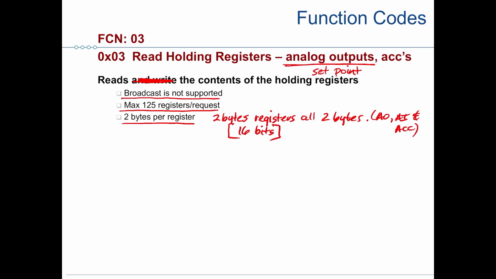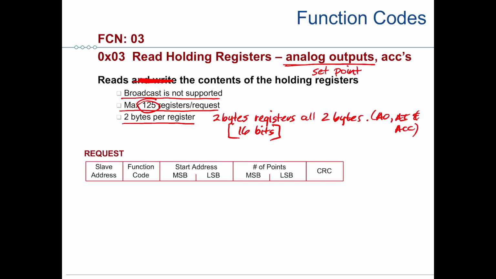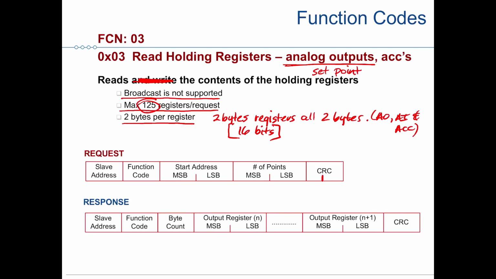So notice how, remember, we have a data field there, right? So again, we'll be able to relate the maximum size of the data field to the fact that we're limited to only 125 registers per request or for a response. So here's where we see the pretty much standard request that we've seen: 1 byte slave address, 1 byte function code, 2 byte start address, 2 byte number of points, and then your 2 byte CRC.